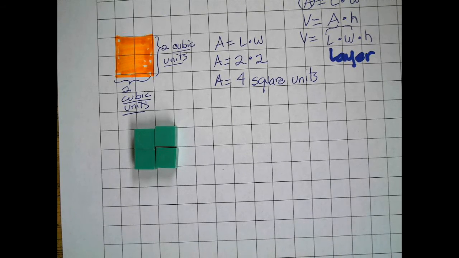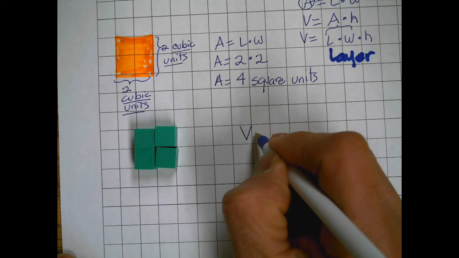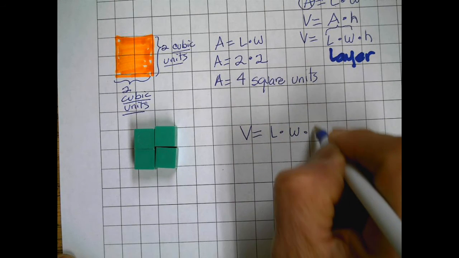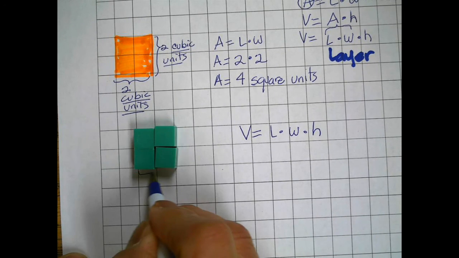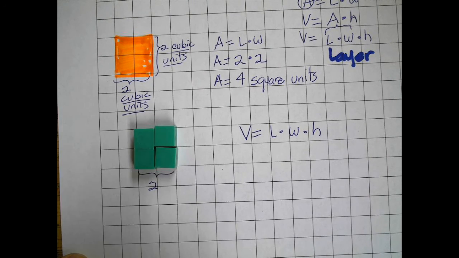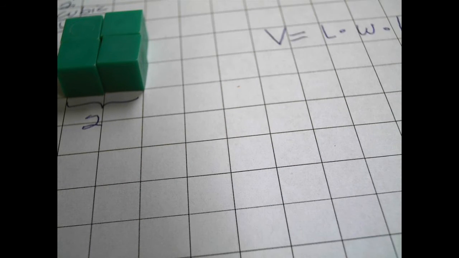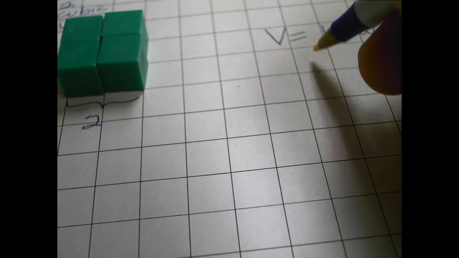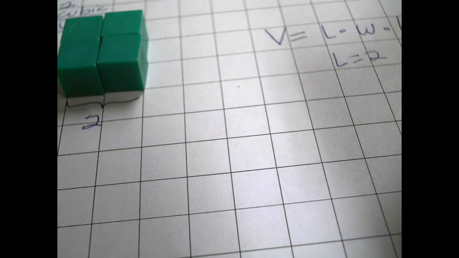The other aspect of this is how to find the volume of things. For example, the volume of that one will be volume equals length times width times height. So what is the length? It's 2 cubic units. What is the height? The height is what you see going up. It is difficult to show on a one-dimensional sheet, but this is the height. So the height is 1. We know that the length equals 2 cubic units.